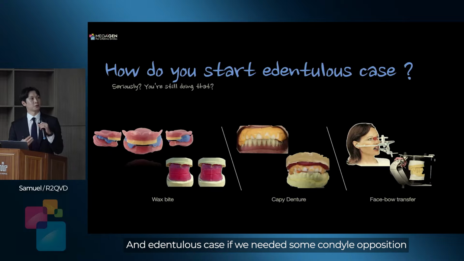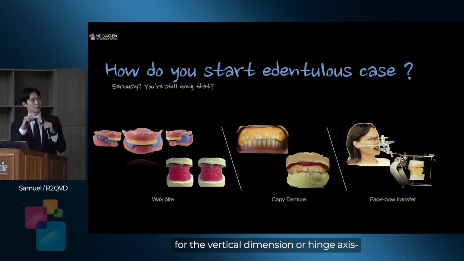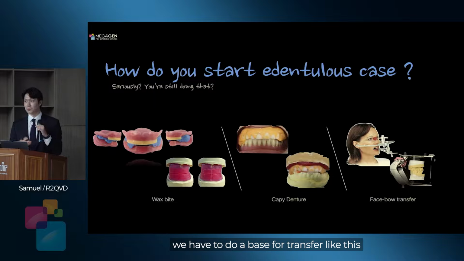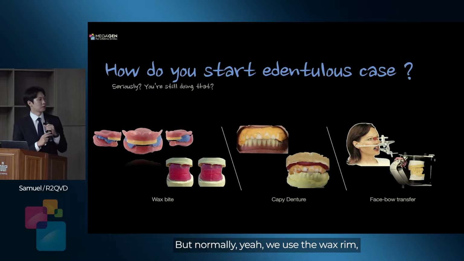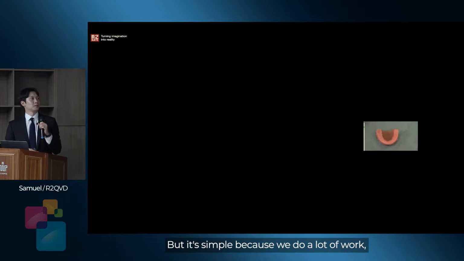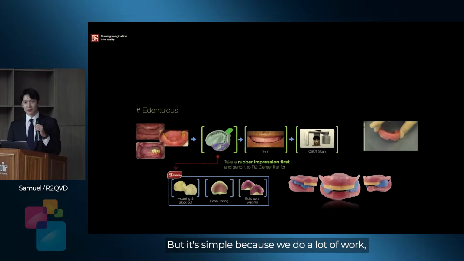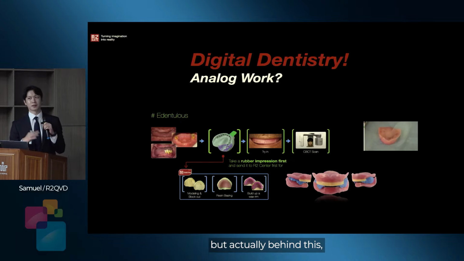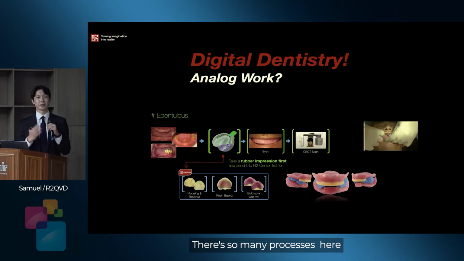In an edentulous case, if we need the condylar position for the vertical dimension or hinge axis, or if you need better occlusion, at that time we have to do a baseboard transfer like this. But normally, we use the wax bite way. It seems simple because we do a lot of these jobs, but actually behind this, it is not simple. There are so many processes in here.